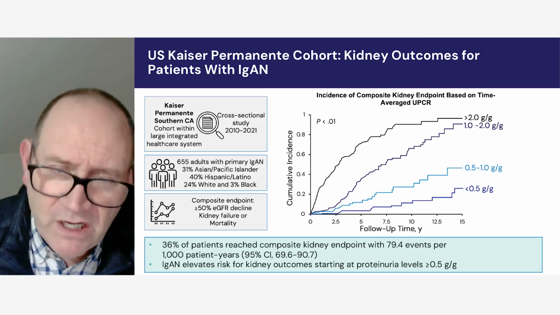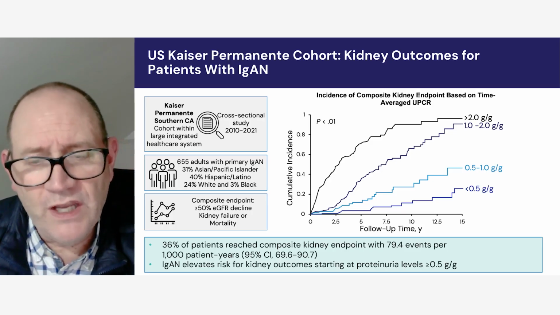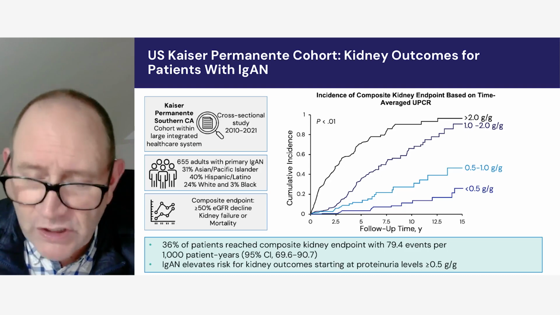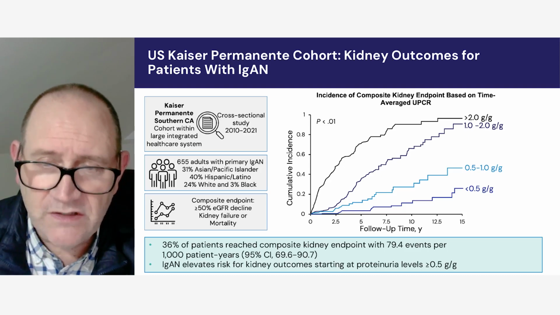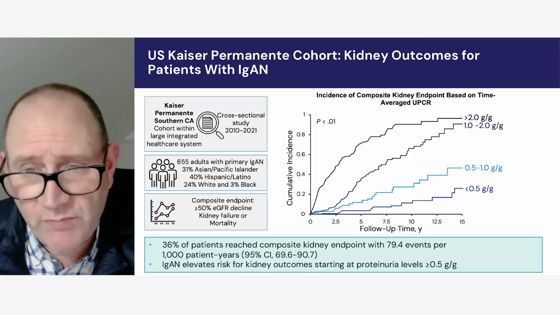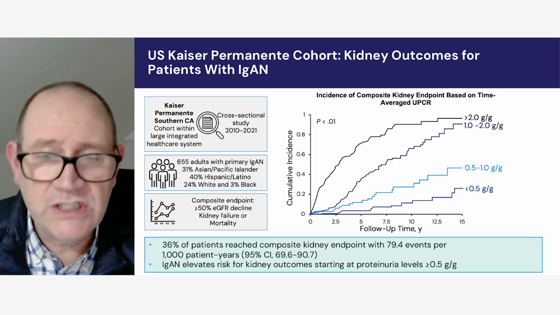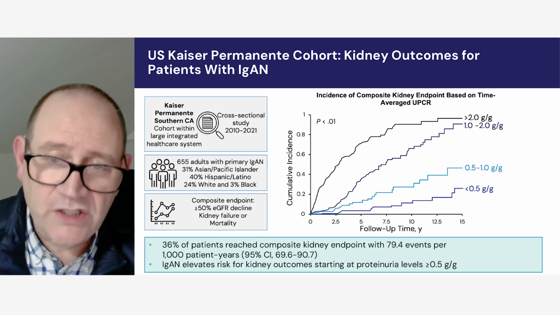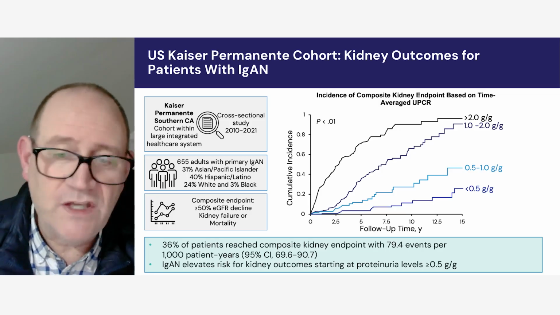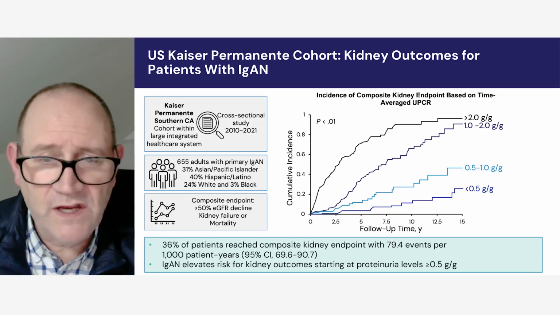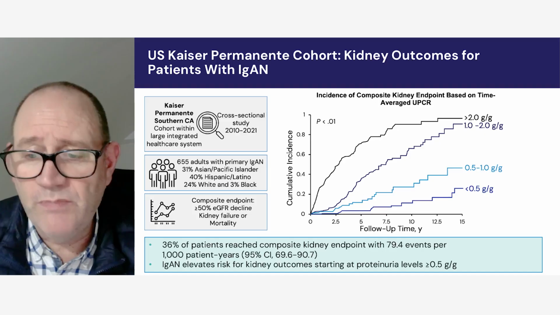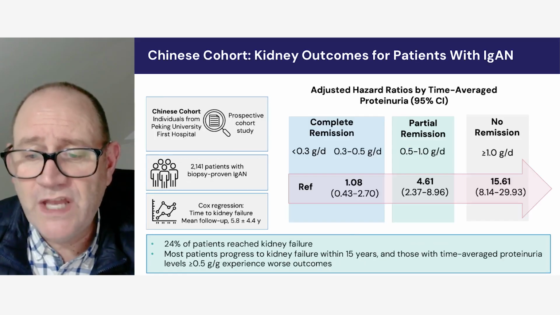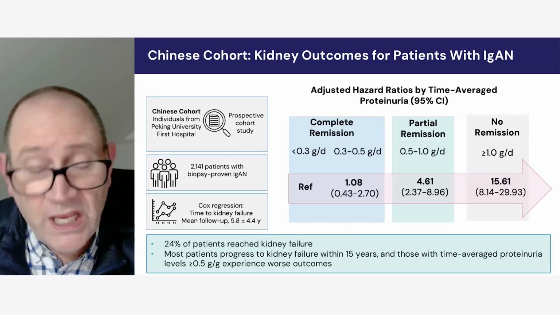Again, very high incident rates of kidney endpoints, strongly supporting the idea that IgA nephropathy is very much not a benign disease and needs to have early diagnosis and early intervention if we're going to prevent kidney failure in these predominantly young people. So how does that compare to the Asian experience?